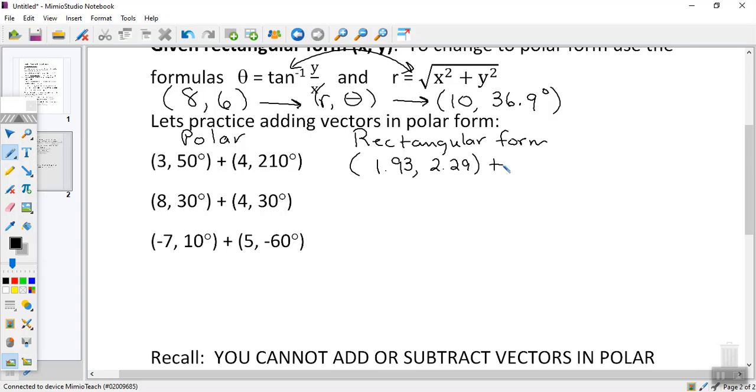Okay, and then we got to do the same thing here, 4 cosine 210 and 4 sine 210. Who's got 4 cosine 210? Negative 3.46. And who's got the sine? It's negative 2? Okay. Once you get stuff into rectangular form like that, we can easily add them up. We'll add the x's and add the y's to get a resultant vector, and then we'll put that back in polar form.